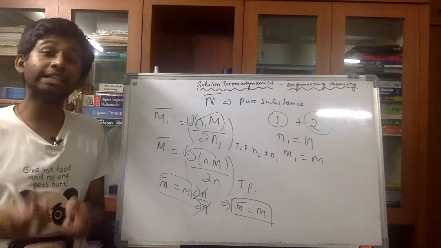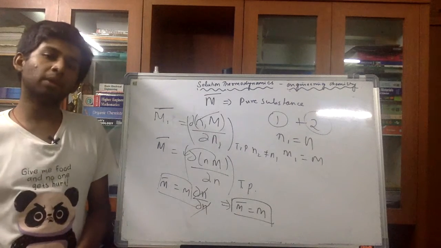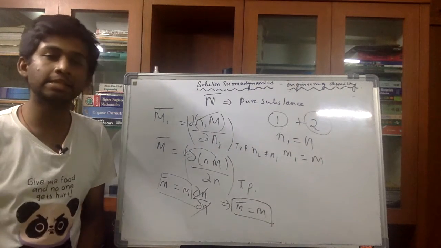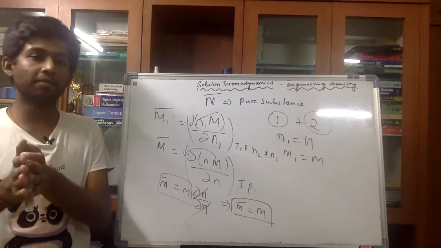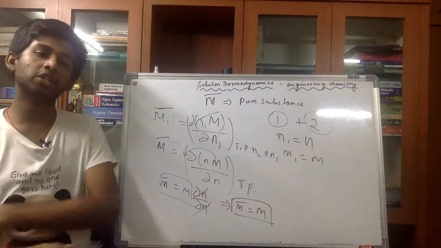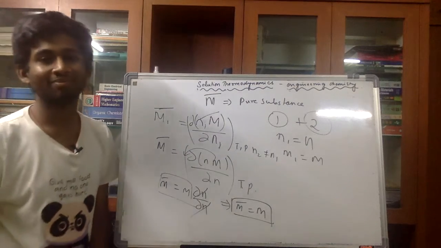Now let's go to the details of every property. The first property which we'll be discussing in detail is the partial molar volume. This is a very short video, and all the concepts have been cleared. So let's go on with the partial molar volume in the next video. Okay, thank you.